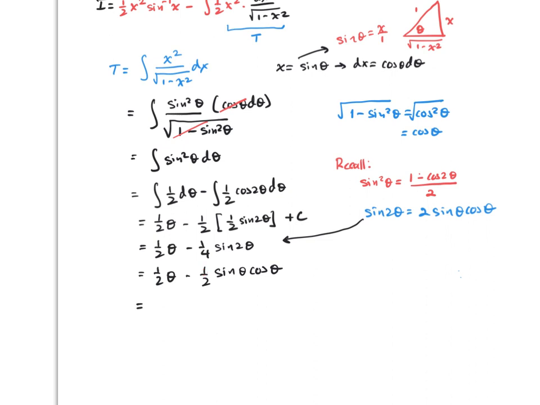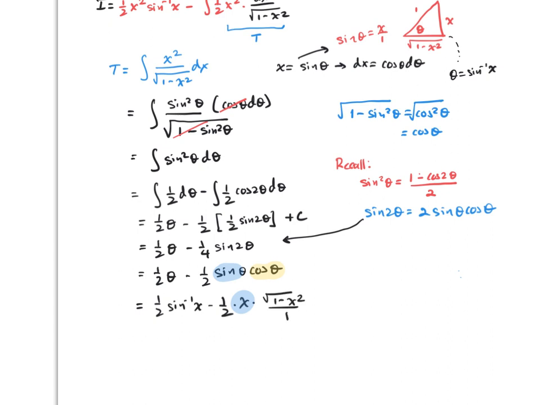Now we use the triangle. Remember, sine of theta is equal to x. That means theta is equal to sine inverse x. So this is 1/2 sine inverse x minus 1/2, and then sine theta, we already know, is just x. And cosine theta is equal to radical 1 minus x squared over 1.